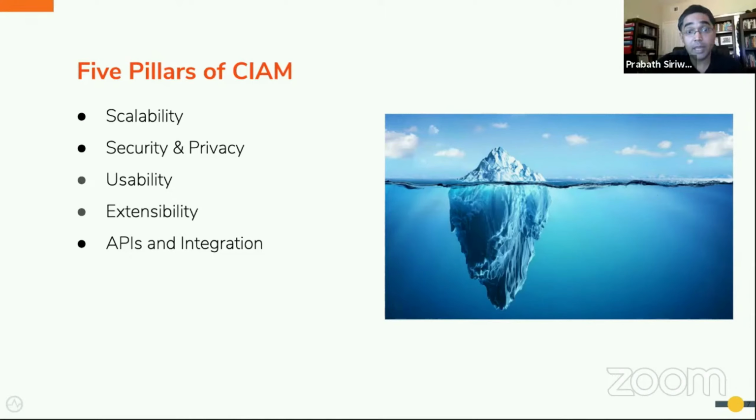Then the APIs and integration. 60% of digital transformation projects start with integration. As I mentioned before, CIAM is not just a product, it's a solution we build. When we build the CIAM solution, we need to integrate with multiple components. These components can be an identity provider, a CRM system, marketing platform, e-commerce platform, a CMS, and so on. So we need to worry about how we build an integrated CIAM solution.